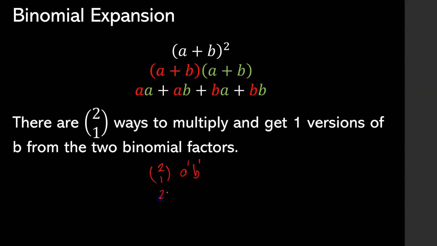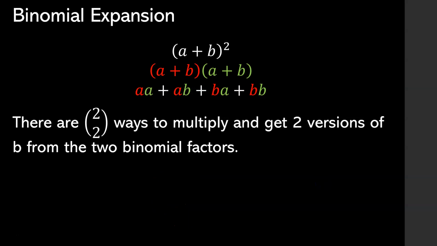What's 2 choosing 1? That's 2 factorial over 1 factorial times 2 minus 1 factorial, which is going to be 2 times 1 over 1 times 1, or 2ab. And that's what we're used to getting as that middle term, 2ab.